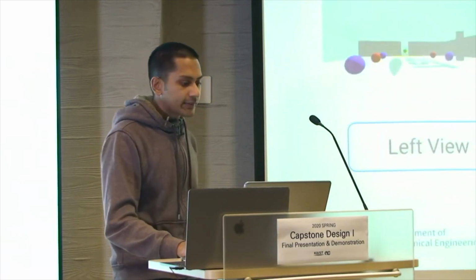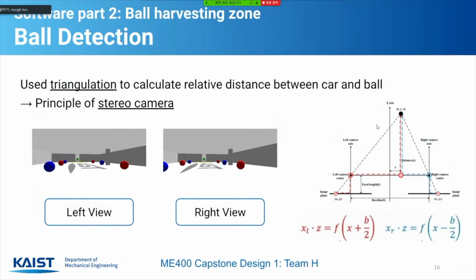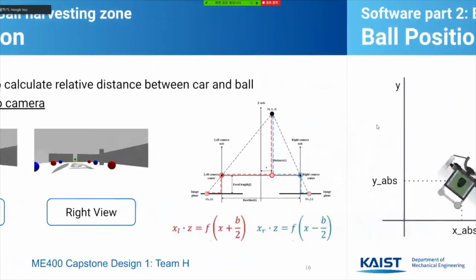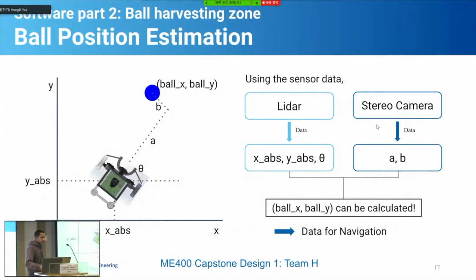Next, the relative distance between the car and the balls was calculated by the principle of stereo camera and triangulation, as you can see over there. So it calculates the distance by pixel values of each ball in the image. For detected balls, we determine the absolute position using this simple geometry. As I said, we got the absolute orientation and position of the vehicle. We have the relative position of the ball. So we just use that to get the absolute position of the balls.